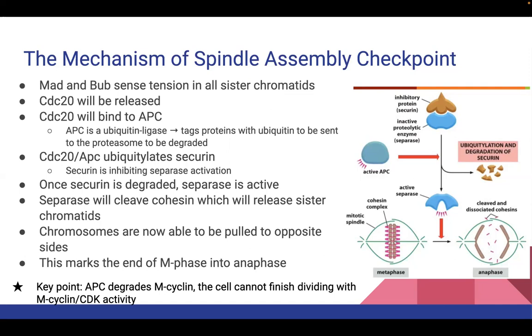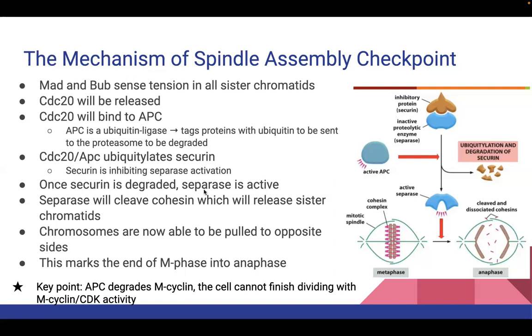to be sent to the proteasome to be degraded. So after CDC20 binds to APC, this complex is now active and it's able to ubiquitinate securin, which is this brown orange protein on the picture. And securin's job is to inhibit separase activation. So once securin is degraded, separase is now going to be active. Once separase is active, it will go ahead and cleave any cohesin, and this is going to release the sister chromatids from being stuck together.